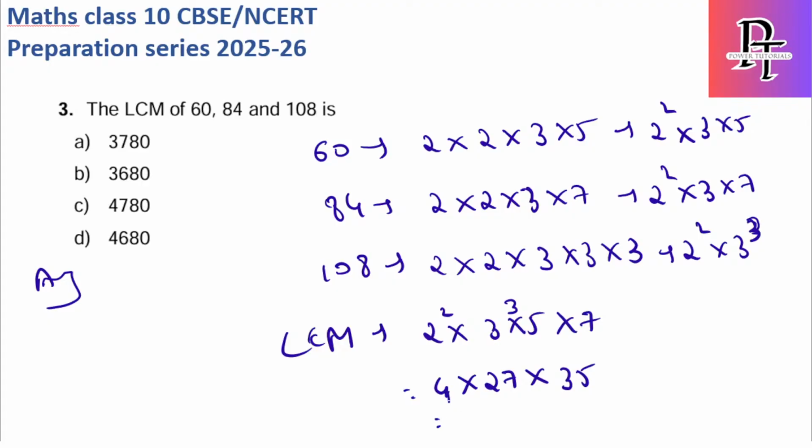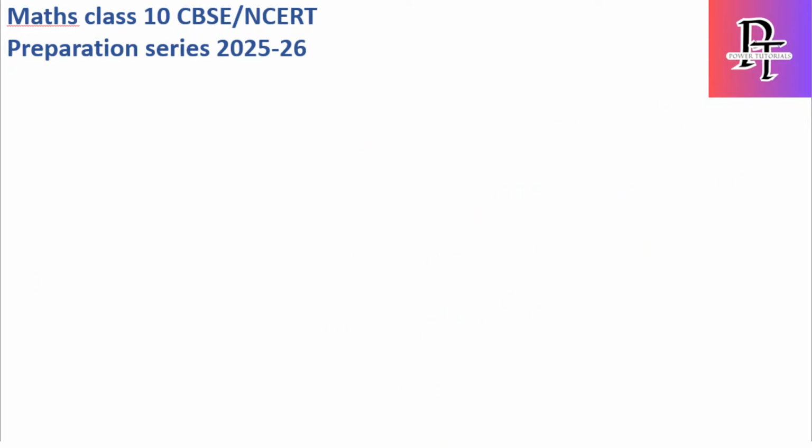Okay, so 4 7s are 28, 2 4 2s are 8, 9 10, 108 into 35. So let's solve it on the next page. I'll take it to another page. So we need to solve 108 into 35. Let me do it properly.